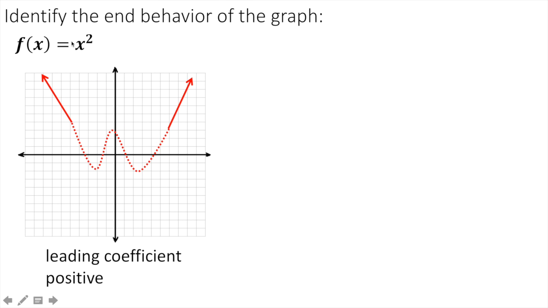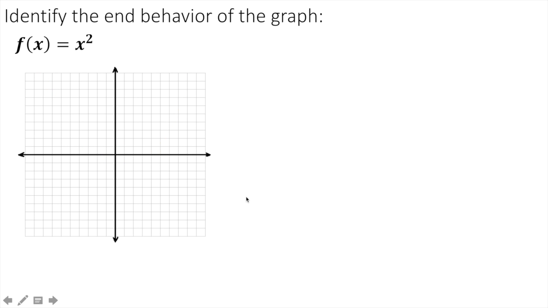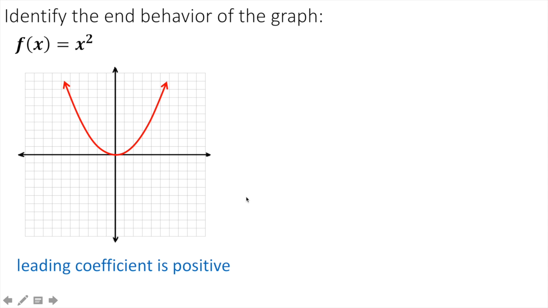If we look here, the leading coefficient is positive, so it's going to look something like this. We're going to have a little bit different look right here. In fact, let's look at this one specifically. So we know the leading coefficient is positive. The graph on this one will look just like this. Okay, so it goes up in both directions here.